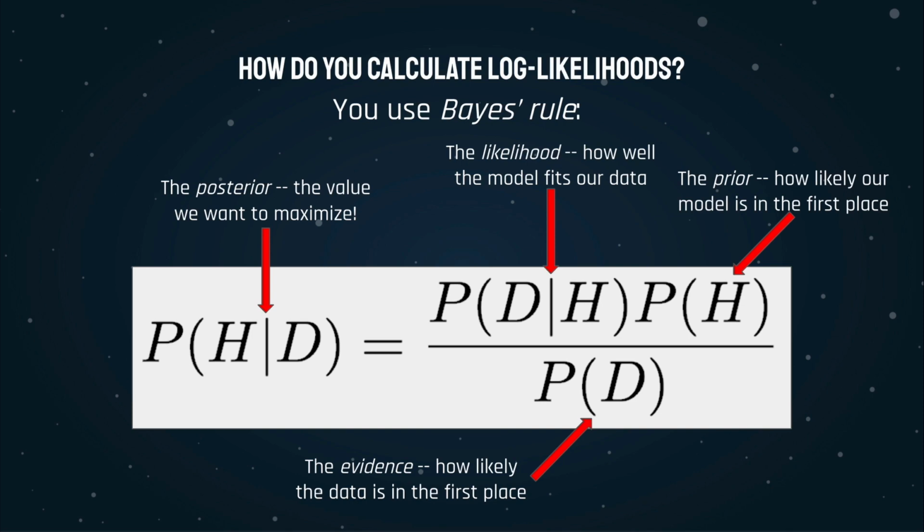It's how likely your model is in the first place before you start looking at any data. P of D, meanwhile, is the evidence, the probability of your data occurring, but we can ignore this one because for most applications of this method, your data is going to be the same, right? You're comparing your different models to the same data, and so P of D is a constant value. Since we just want to maximize this, we can just ignore it, meaning we want to maximize just the multiplication of the likelihood and the prior.